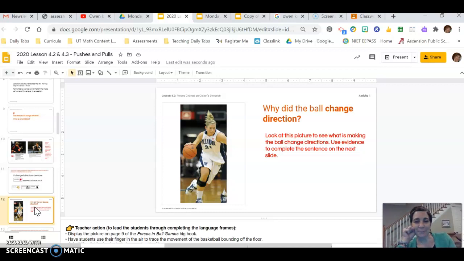We're going to talk about this in a little bit. So look at this basketball, and we want to think about our evidence, because remember, scientists have very good evidence. So I want you to think about this basketball. The basketball goes to the floor, and then it goes back to her hand. And then it goes back to the floor, and then it goes back to her hand. So the ball is going down and up, down and up. So what is making that ball change directions? I want you to think about it. What is exerting the force on that ball?